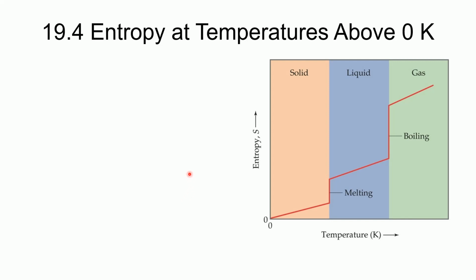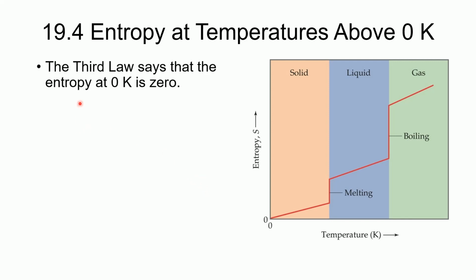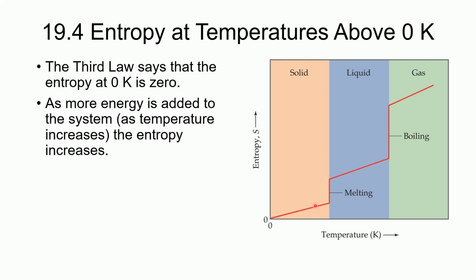So let's look at how the entropy changes as we increase the temperature. We know that entropy increases as we increase the temperature of a substance, because that's been one of the very first things that I told you guys about this. So the third law says that the entropy at 0 will be 0. So at 0 Kelvin, our substance will not have any entropy. As we increase the energy, there will be more ways to distribute that energy within that sample, and therefore the entropy will increase. So as we increase temperature, we will increase the entropy.